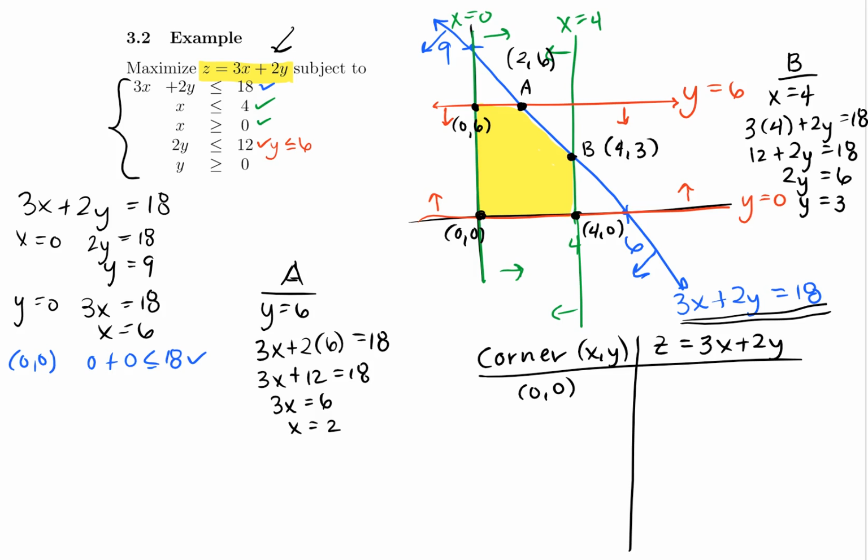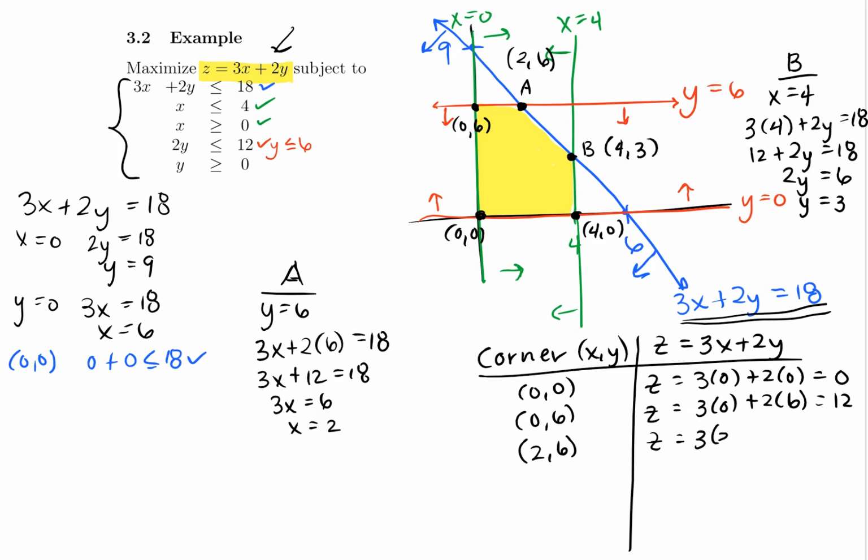So at (0, 0), our objective function comes out to be 3 times 0 plus 2 times 0, which is simply 0. Starting at the origin, I'll go clockwise. So the next one will be (0, 6). And so our objective function would be 3 times 0 plus 2 times 6, and we'll get 12. The next point is A, so that's (2, 6). And so z would be 3 times 2 plus 2 times 6. That'd be 12 + 6, which will be 18. Okay, so far so good.